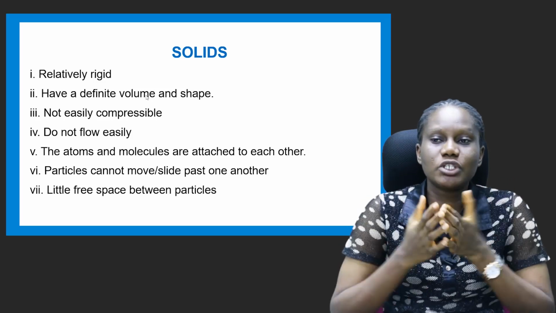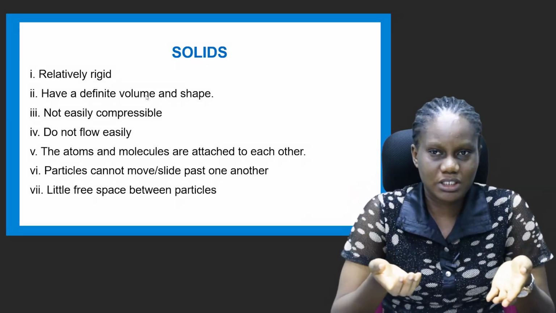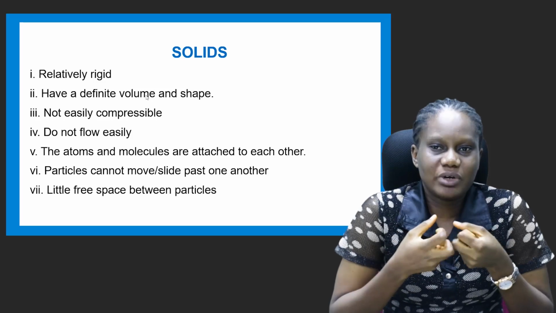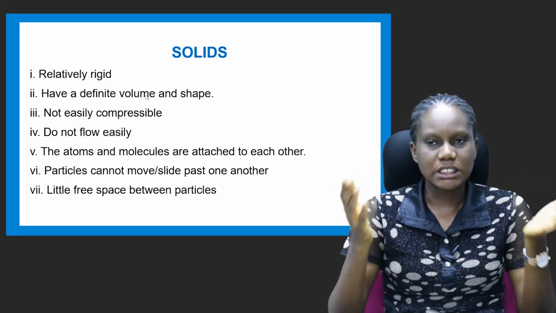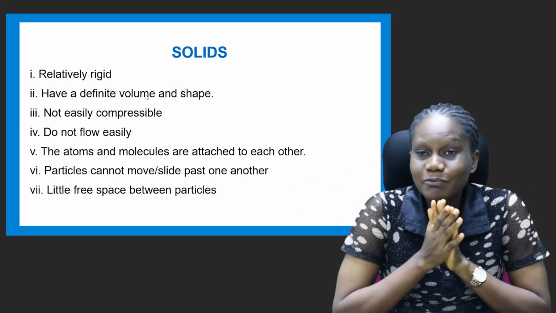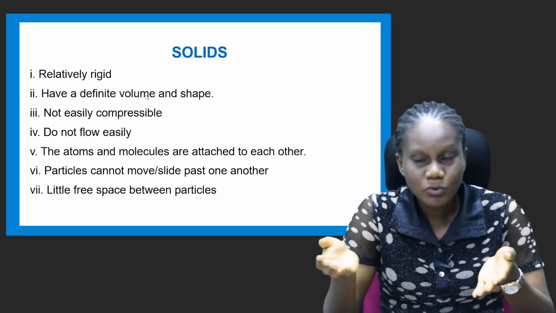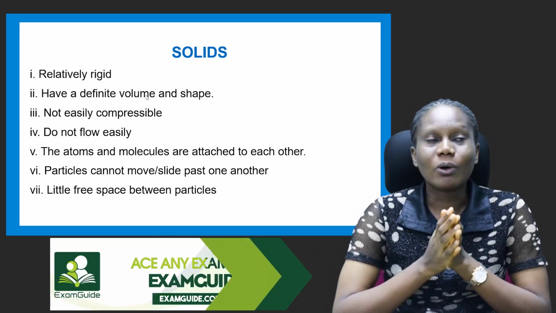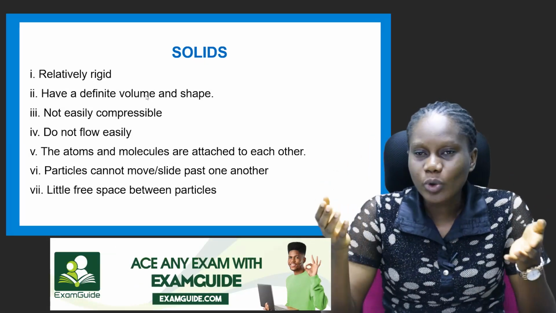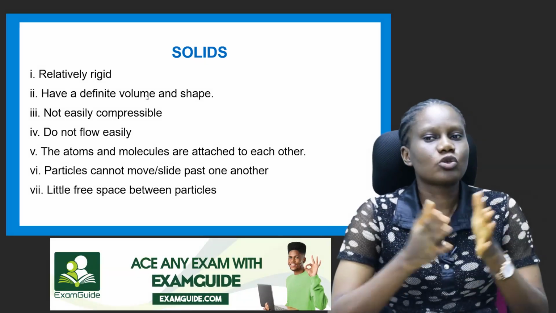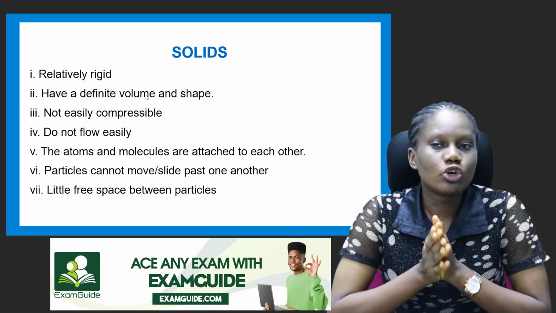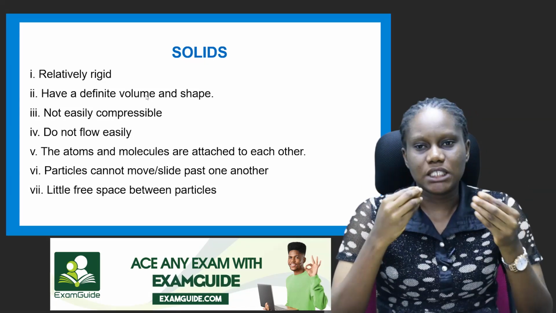For you to reduce a mountain, you have to break it into pieces. So they are not easily compressible. They do not flow easily. Have you seen rock flow? Have you ever come across a rock that is flowing before, or a table that is flowing, or a chair that is flowing? Except in cases of flood, you don't see them flow. They do not flow easily.